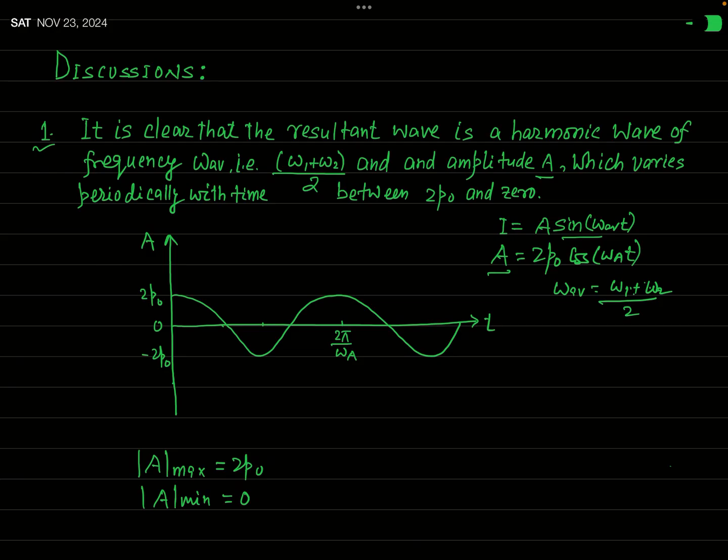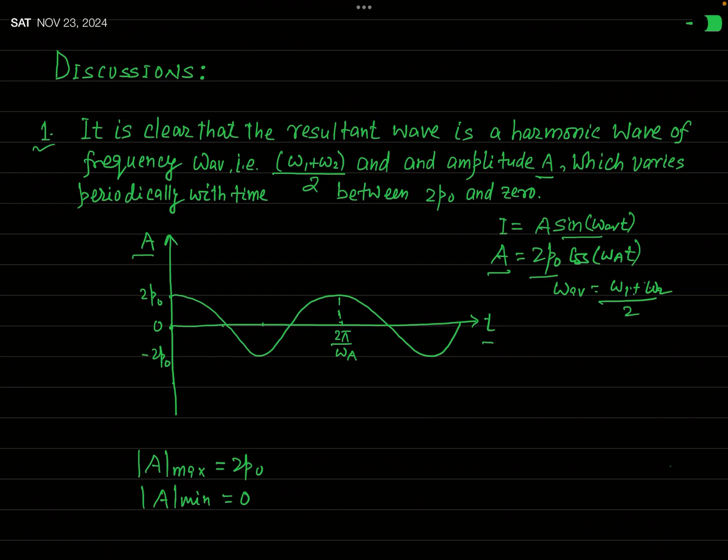But this amplitude, you can see, is not constant, but it varies in a periodic manner, and its value will vary between 2p naught and 0, as I have shown in this figure, the variation of A, that is the amplitude of the resultant wave, against time. You can see this curve. At t equal to 0, the amplitude is 2p naught. And again at a time 2 pi by omega A, its amplitude becomes 2p naught. So this time interval is actually equal to its time period after which the wave gets repeated.